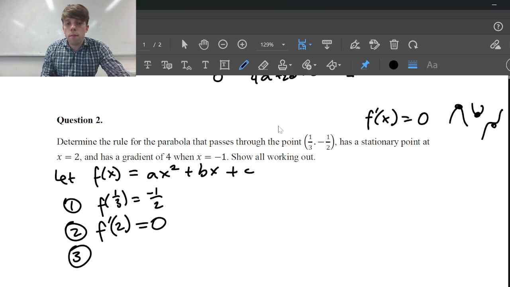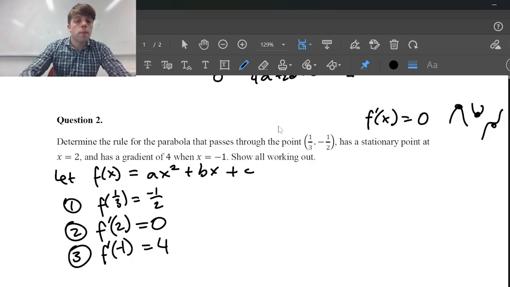And our third piece of information we've been given is that the gradient is 4 when x equals -1. So this means that the derivative at x equals -1 is equal to 4. So that means that f dash -1 is equal to 4. These are our 3 pieces of information.